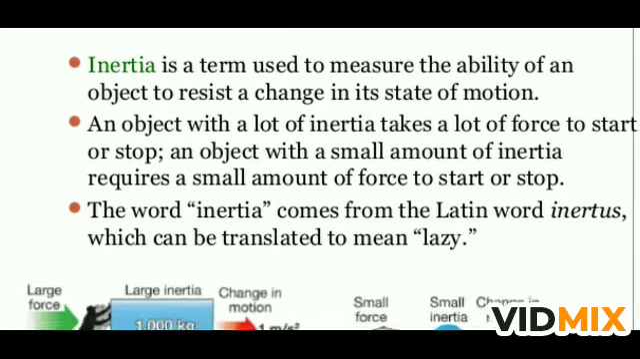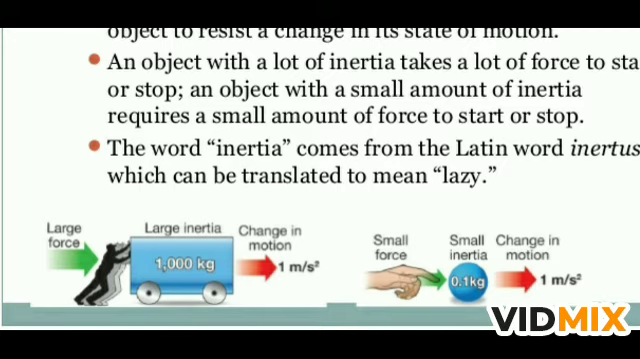And in the picture you can see a mass of 1000 kilogram, and one mass of 0.1 kilogram. So for the larger body, a large force is required. So we can say the larger, massive body has more inertia, and the smaller body has less inertia. If you see, an acceleration of 1 meter per second square is given to both the bodies, but a smaller force is required for the smaller object, and a large force is required for the heavier object.